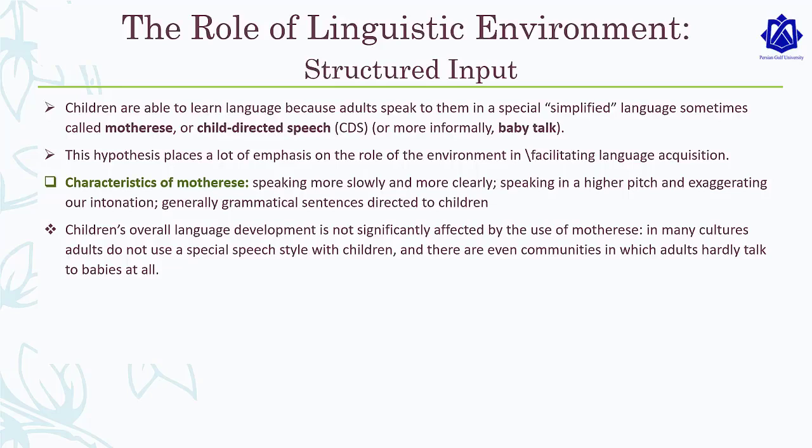What are the characteristics of motherese? Well, when you are speaking to a child, you speak more slowly and clearly. We use a higher pitch. There is an exaggeration of intonation. And fully and generally grammatical sentences are used. We overdo the production of sentences. We use complete grammatical sentences.